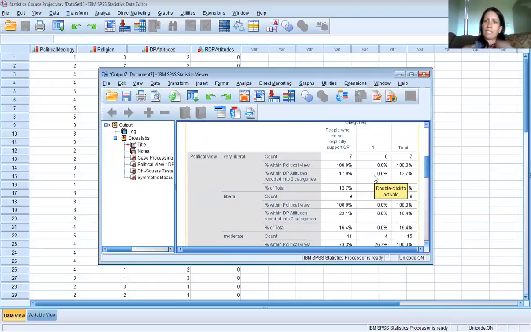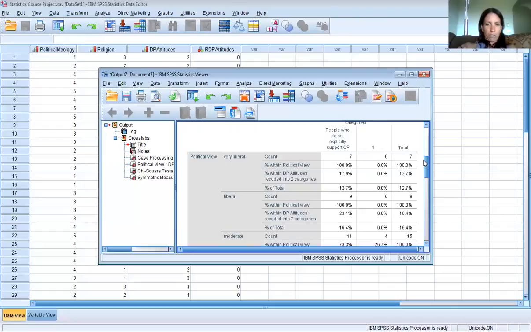Because chi-square doesn't tell you whether it's the liberals or the conservatives that are more likely to support capital punishment. It doesn't give you the direction. So hypothetically, your hypothesis could be completely wrong. But it's not that the variables aren't related, it's that they're related in the opposite direction that you expected. It's rare, but it can happen. So you can't just say chi-square is significant, therefore my hypothesis is correct, because you don't know that yet.